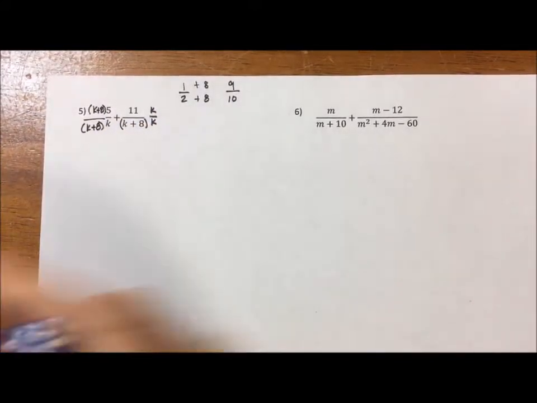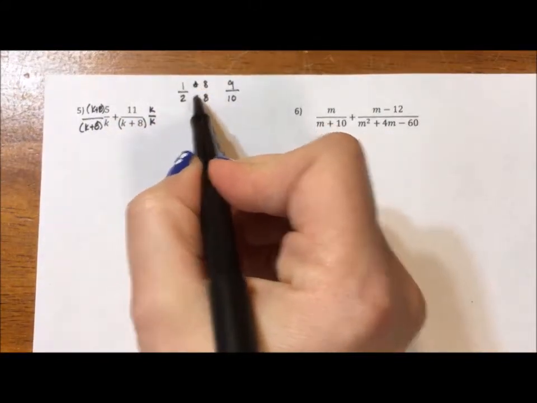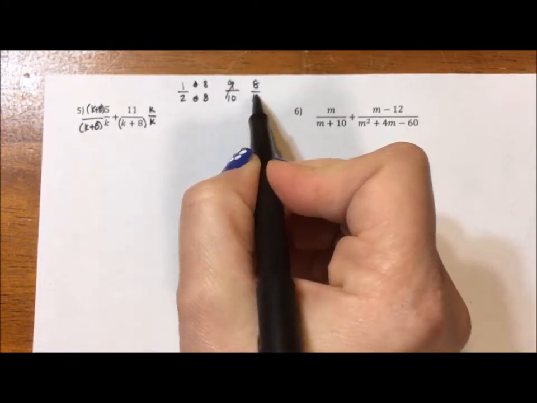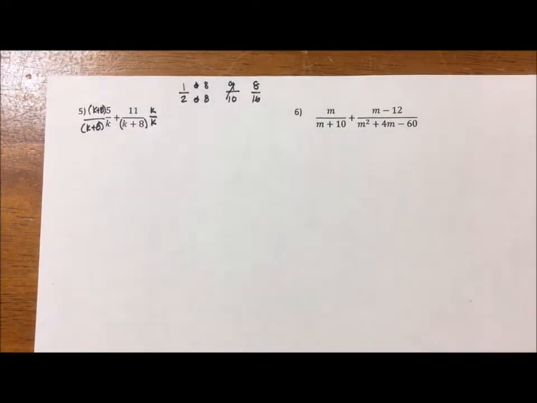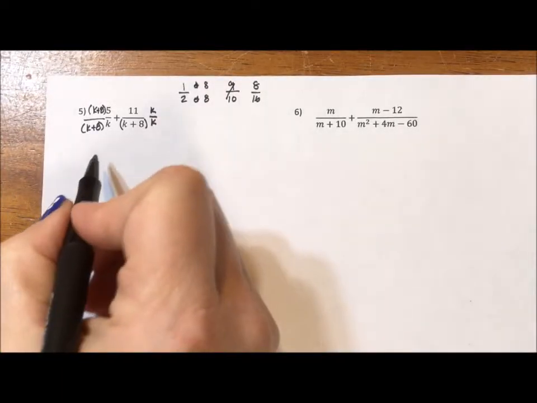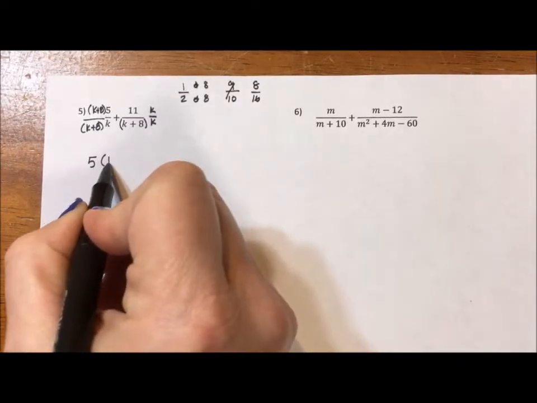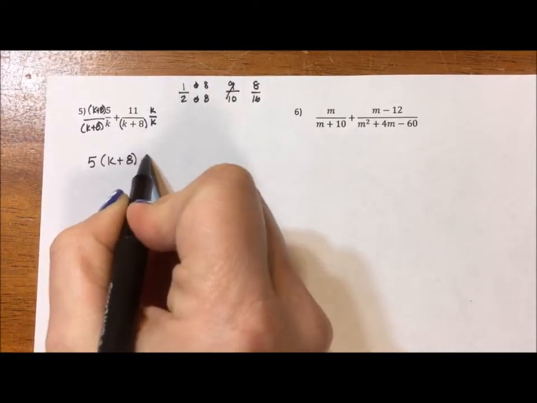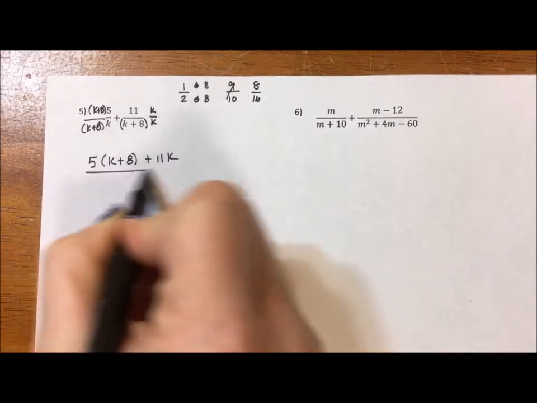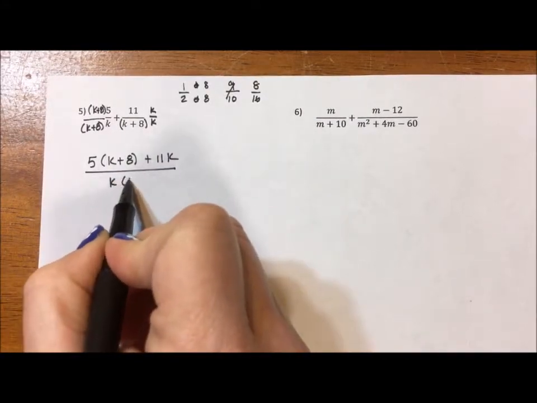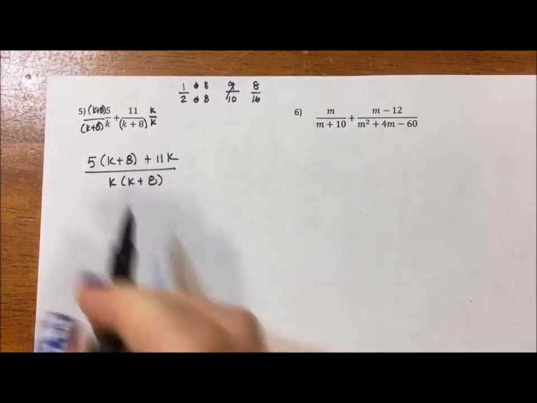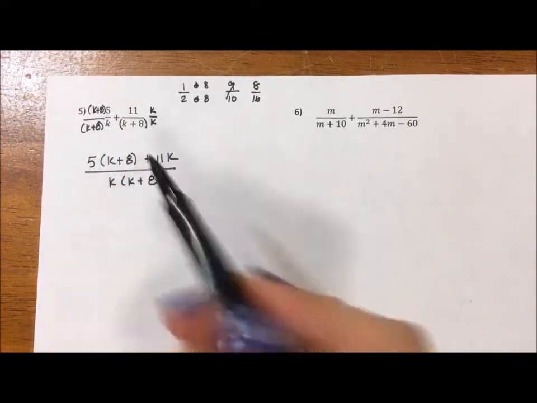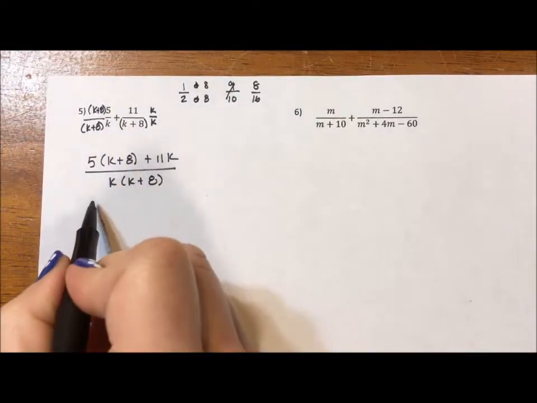When you multiply by 1, if we changed these to multiplication, we would have 8 over 16, which is still equivalent to 1/2. As long as you're multiplying by the same thing to numerator and denominator, it's the same as multiplying by 1. So I now have 5 times k plus 8 plus 11k all over k times k plus 8. Notice once I have the common denominator, the addition just is affecting the numerator.